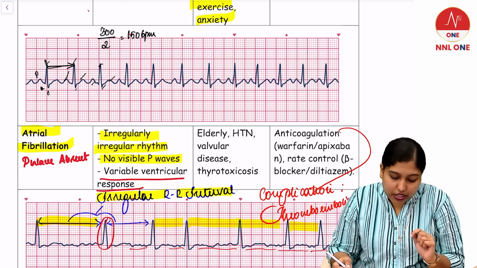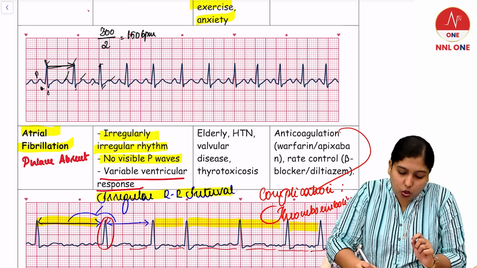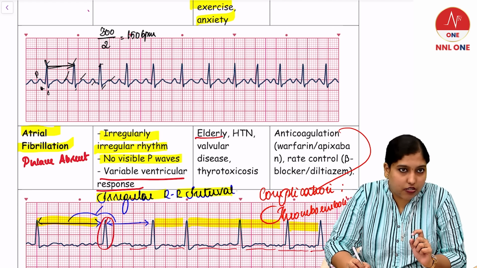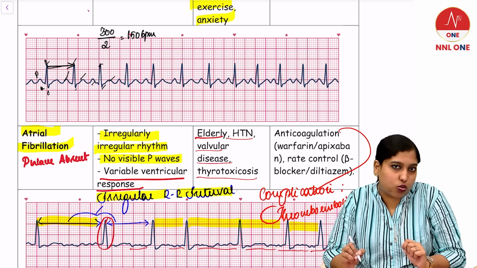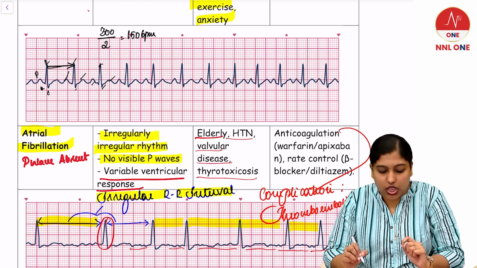Atrial fibrillation will be seen in which conditions? Elderly patients will have a higher risk, as well as hypertension patients and those with valvular heart disorders. Thyrotoxicosis is also associated with atrial fibrillation.